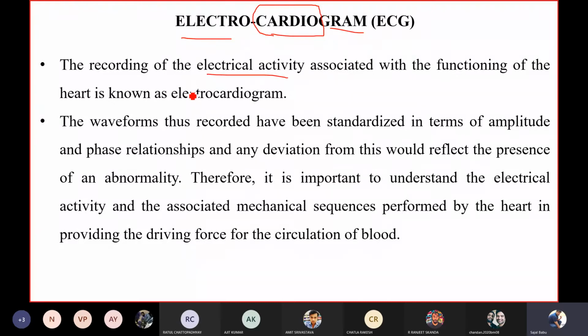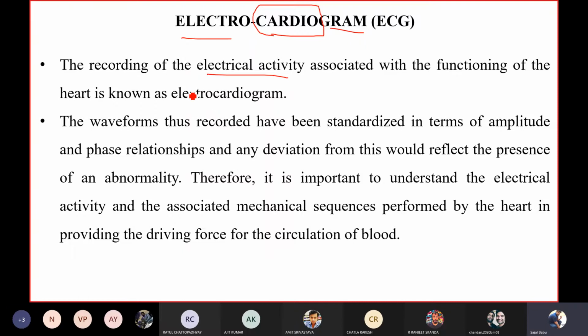Whenever your heart functions, there is some electrical activity in your heart. I will explain from where the electrical activity is generated. In the ECG we are going to record these electrical activities. Just remember, in the EEG we are recording the electrical activity from the brain, and in the ECG we are recording the electrical activity from the heart. And then I will explain from where the electric impulses are generated in the heart.